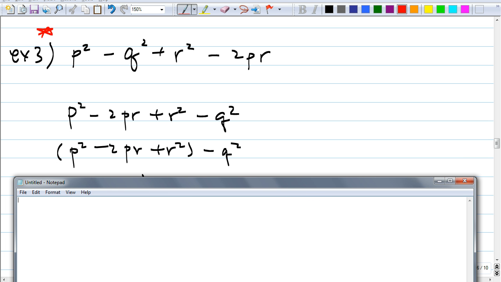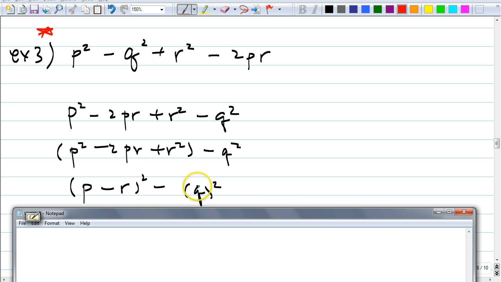So what does that trinomial become, Michael? How would I factor that one? p squared minus 2pr plus r squared, that becomes? Is it p plus r squared? Watch this. It's minus 2pr. So is it p plus r squared or is it p minus r squared? p minus r squared is correct. And do you think it's kind of a good idea to put the parentheses around q so you can see your b is q?